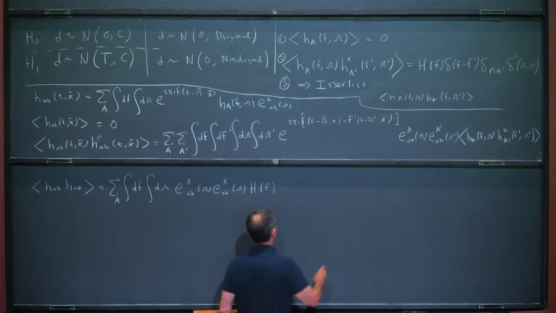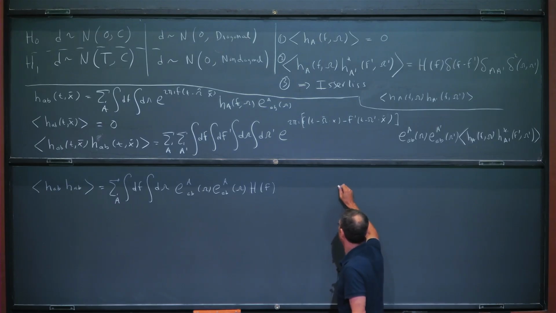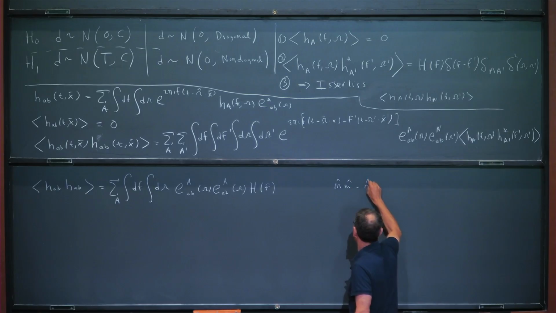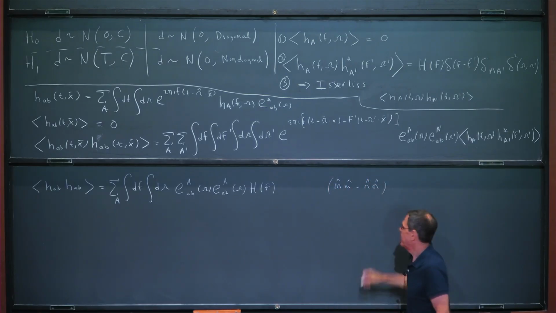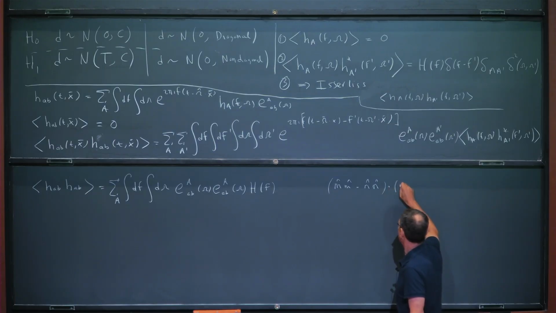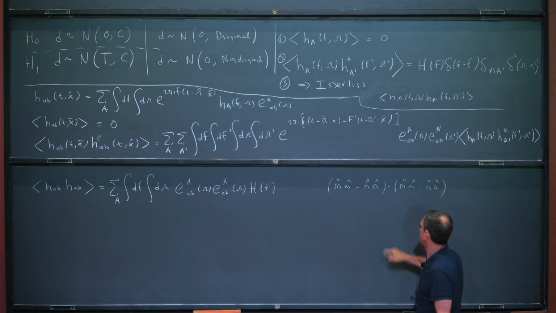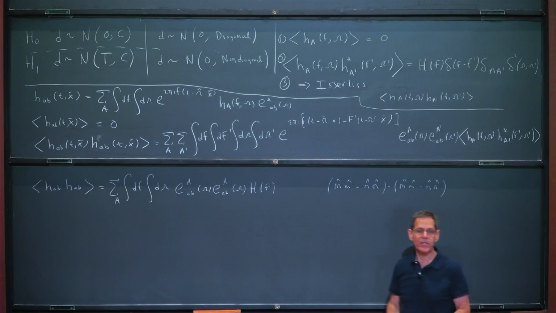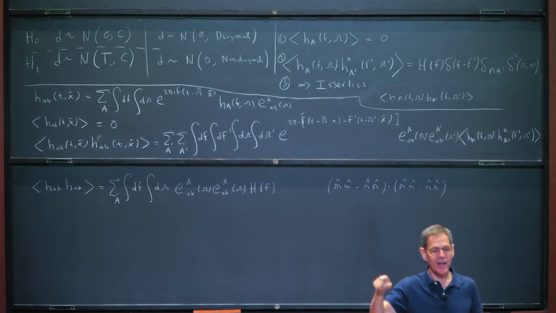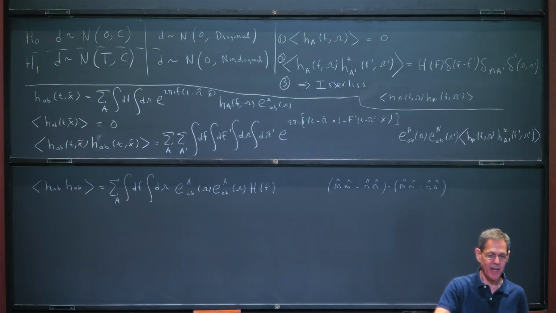You remember that E plus was m hat m hat minus n hat n hat. That was the plus one. And if you dotted that into the same thing, you get a 1 from this dot product and another 1 from that. So you get 2. Same thing for the cross polarization tensor. That was m hat n hat plus n hat m hat. Dot that into itself, and you also get 2.